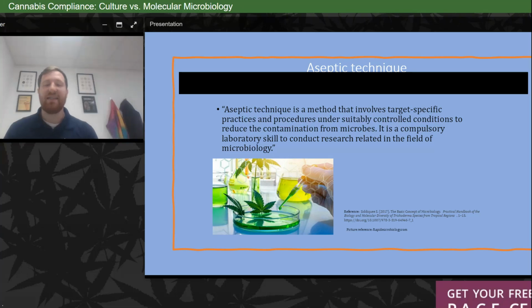First is aseptic technique. Aseptic technique is a method that involves target-specific practices and procedures under suitably controlled conditions to reduce contamination from microbes. It is a compulsory laboratory skill to conduct research related to the field of microbiology. What we're doing here is making sure that we are not inducing any sort of high bias or contamination from the human element or the environment around us that we subject these samples to while testing.